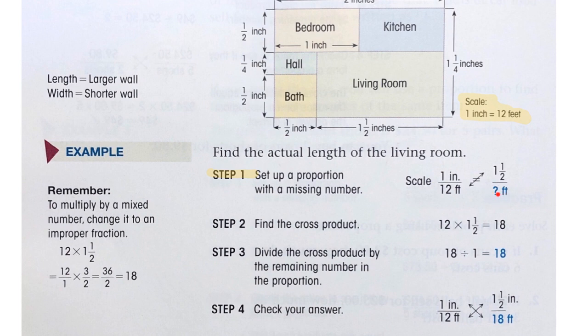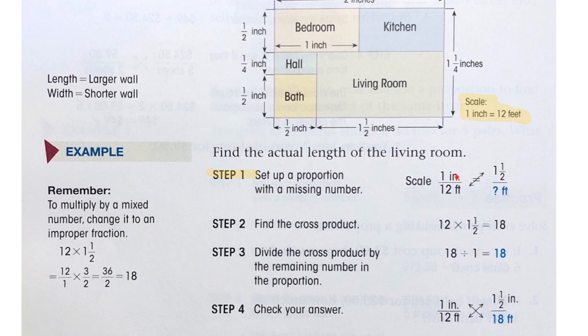And now we can find the actual size because what we're given are the inches for the living room. The long side, or the length, is 1.5 inches. The short side, the width, is 1.25 inches. So the first question is, what is the length? The length is the larger side. The length is given as 1.5. So that's how they got 1.5, because it is inches.